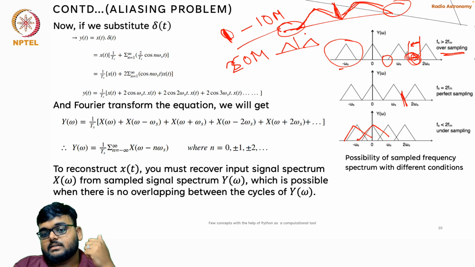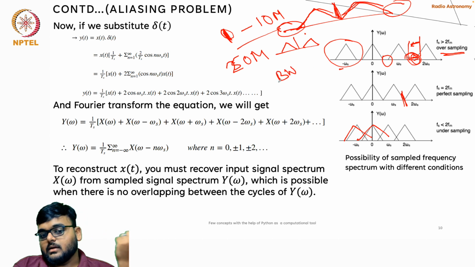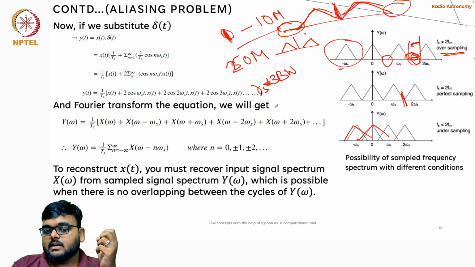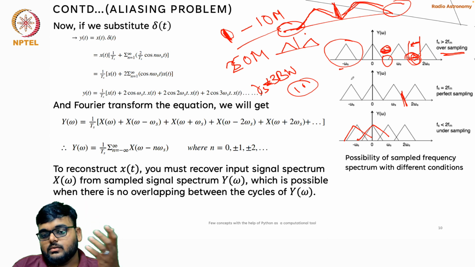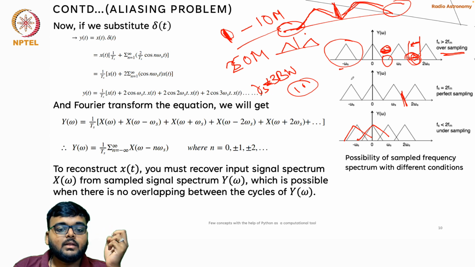So it's a kind of thumb rule that if you have a bandwidth signal, then the sampling frequency Fs should be at least three times the bandwidth, so that you will have 1 BW of guard band over here. So this will be a 1 BW of guard band over here. This is what we try to follow in radio astronomy.